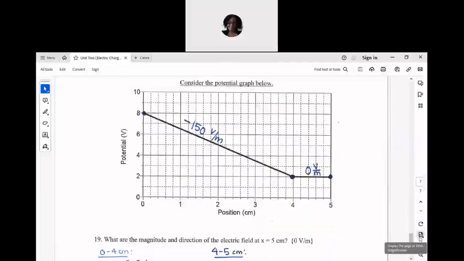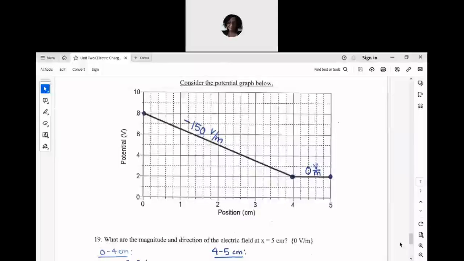Last but not least, what if we do the opposite? We've got a graph of potential versus the horizontal position. The position's given in centimeters again. And I can see the potential begins at 8 volts. It consistently drops off to 2 volts by the time you get to x is equal to 4 centimeters. And then it is constant from x is equal to 4 to x is equal to 5.